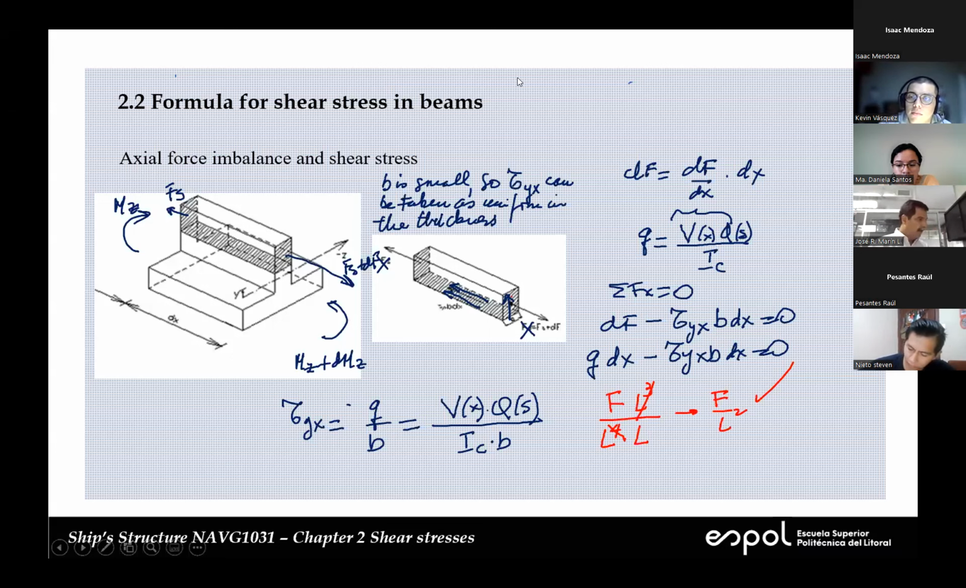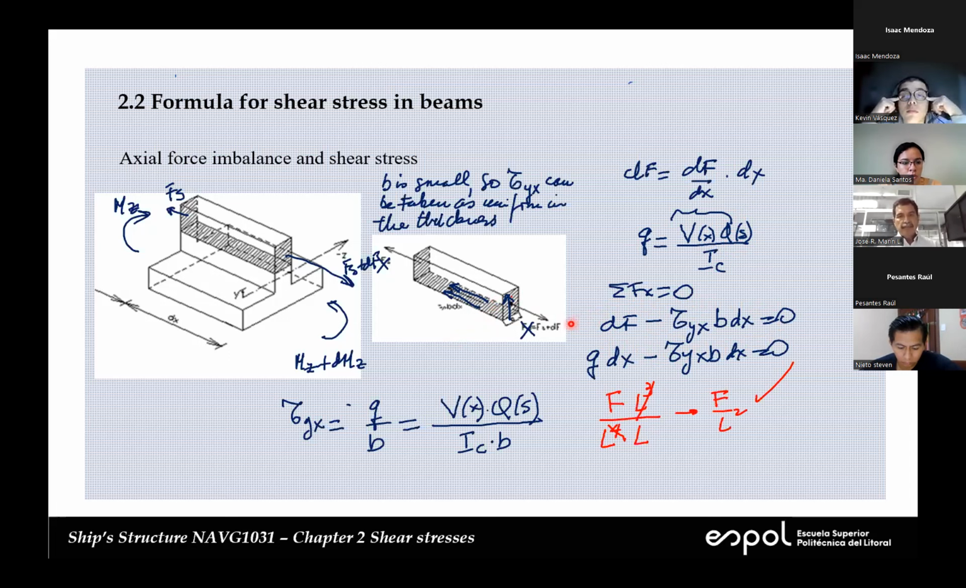Better. Okay, so this is the situation, okay? So this is the cause of our problem. There is no axial equilibrium. And this is the rate of change of the axial force on a sector. And this rate of change is what we call the shear flow. It depends on the shear force, inertia, and the first moment of the sector, okay? And of course, if we want to have equilibrium, this is the way that we're going to analyze.